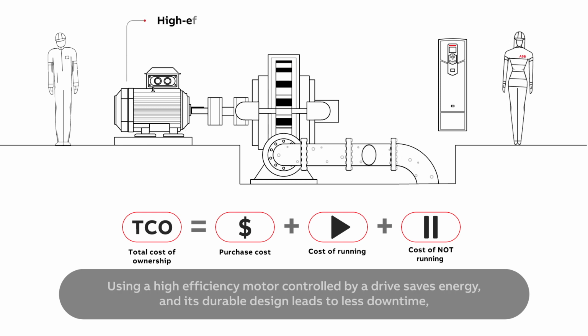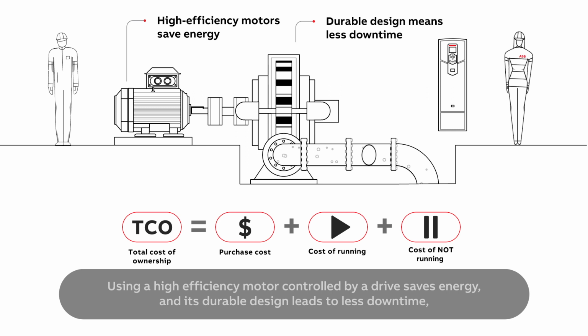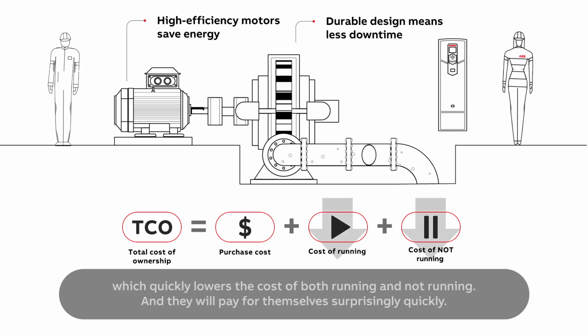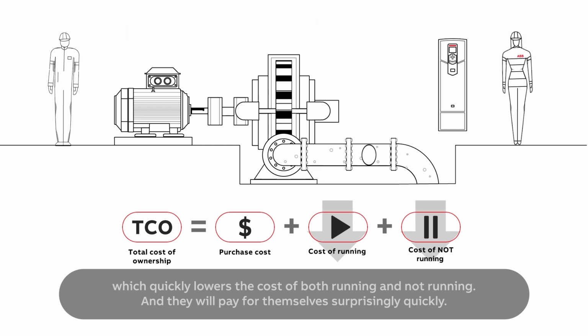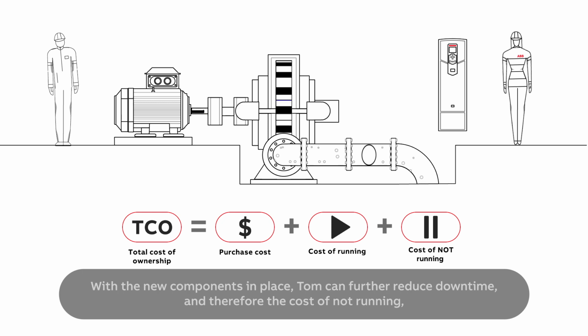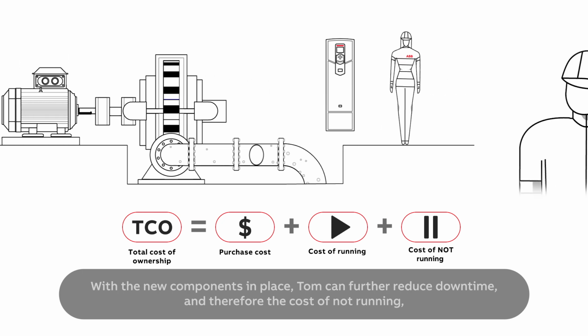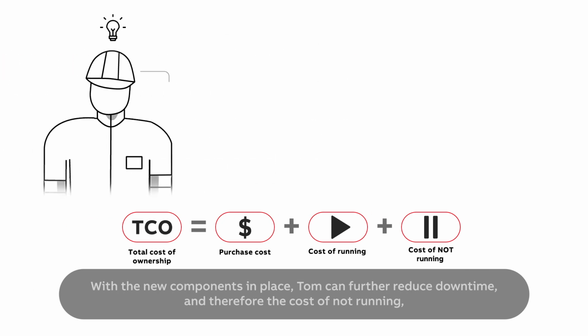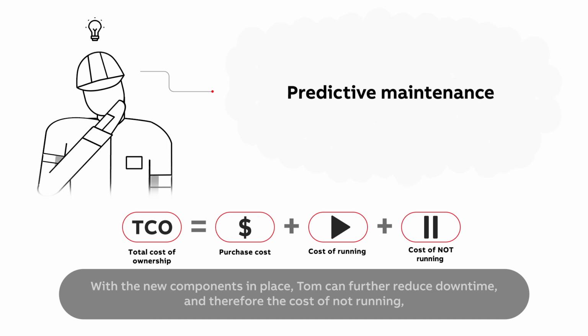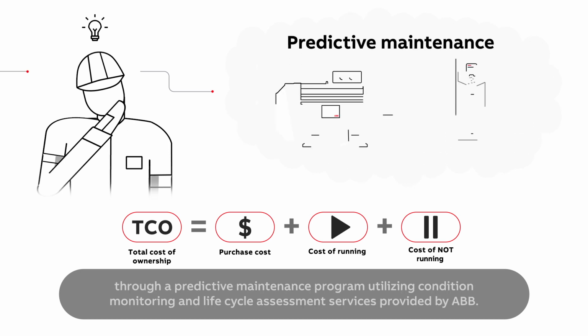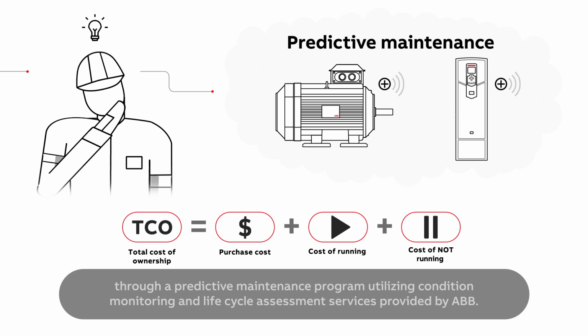Using a high-efficiency motor controlled by a drive saves energy, and its durable design leads to less downtime, which lowers the cost of both running and not running, and they will pay for themselves surprisingly quickly. With the new components in place, Tom can further reduce downtime and therefore the cost of not running through a predictive maintenance program, utilizing condition monitoring and life cycle assessment services provided by ABB.